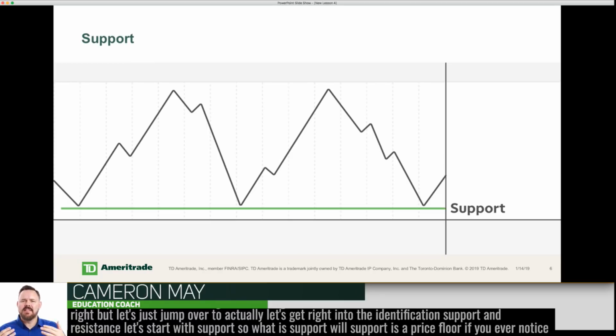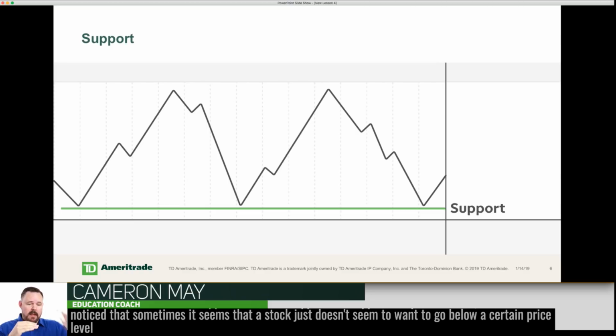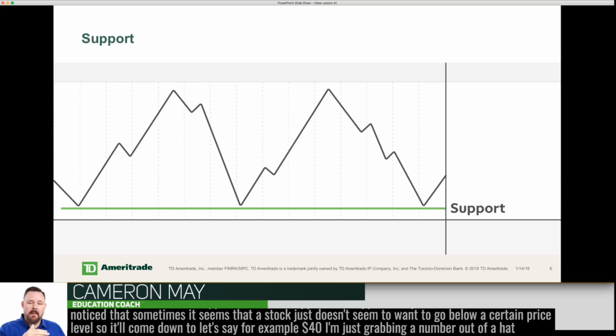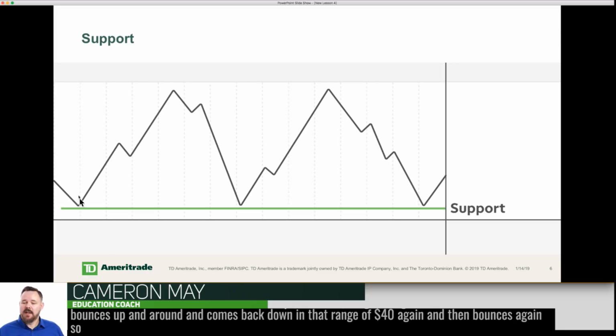Have you ever noticed that sometimes it seems that a stock just doesn't seem to want to go below a certain price level? So it'll come down to, let's say, for example, $40. I'm just grabbing a number out of a hat. And then it bounces up and it rallies up some distance and comes back down, and it seems to get right in that range of $40 again and then bounces again.